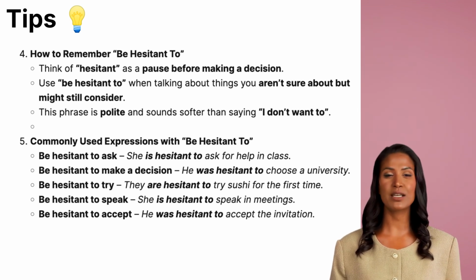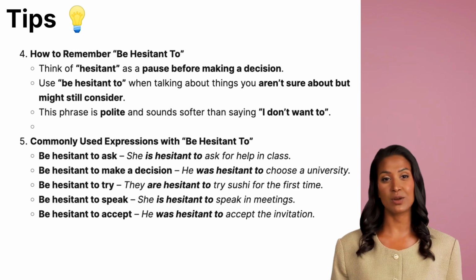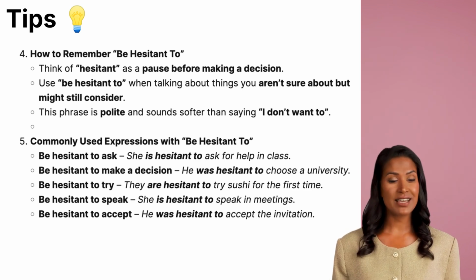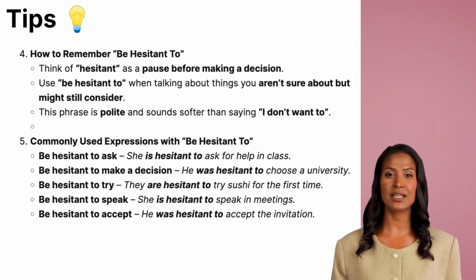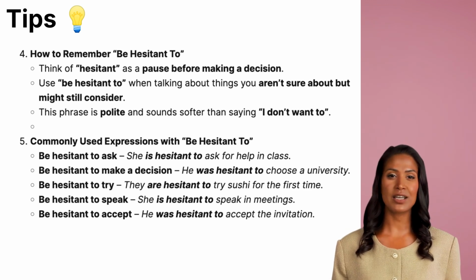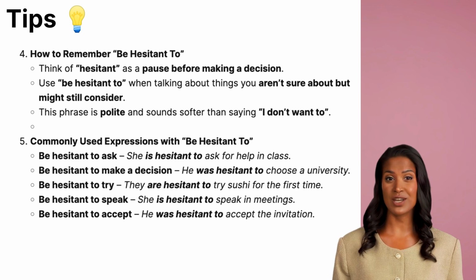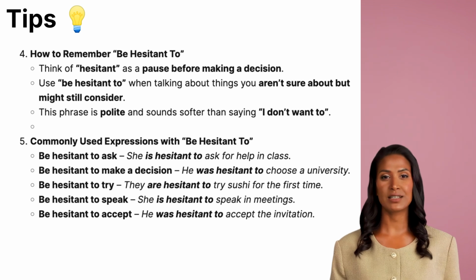5. Commonly used expressions with "be hesitant to." Here are some popular expressions using "be hesitant to" that you can practice. Be hesitant to ask: She is hesitant to ask for help in class. Be hesitant to make a decision: He was hesitant to choose a university. Be hesitant to try: They are hesitant to try sushi for the first time. Be hesitant to speak: She is hesitant to speak in meetings. Be hesitant to accept: He was hesitant to accept the invitation.